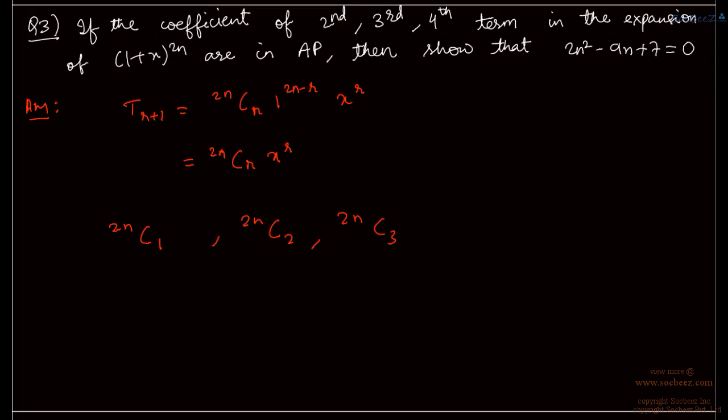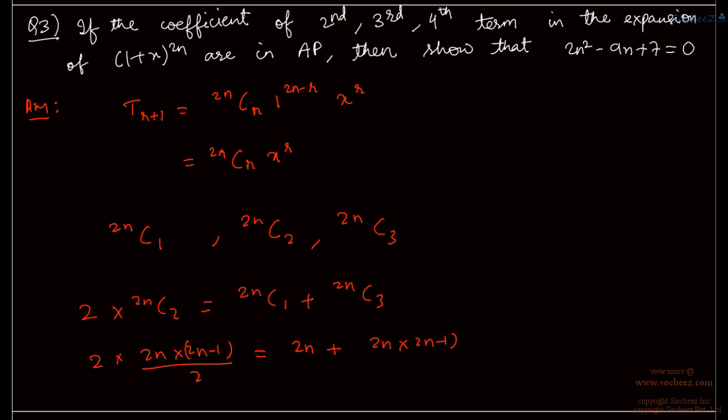So let us solve all of them, and we know that twice the arithmetic mean, or the second term, will be equal to the sum of the first and third terms. So 2 into 2n C2 is equal to 2n C1 plus 2n C3, right? So that gives us 2 into 2n(2n − 1)/2 is equal to 2n plus 2n(2n − 1)(2n − 2)/(3 into 2), that is 6.